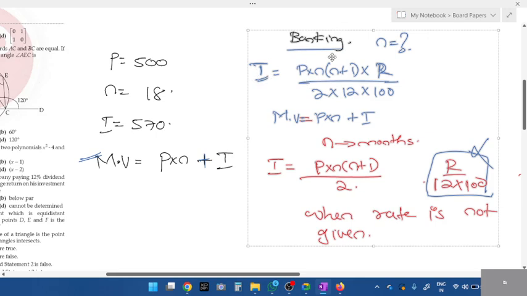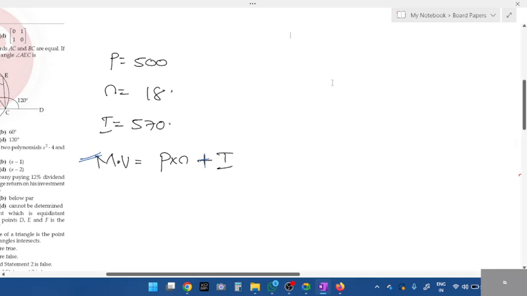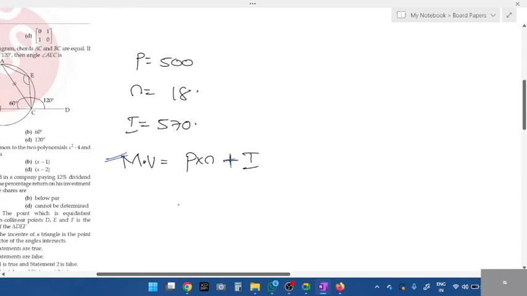That's it in banking. Any doubts in banking, students? Any formulas you didn't understand? P, N, R, everything is clear, right? Okay. In this question, we need to find the maturity value. What's the answer? Respond.